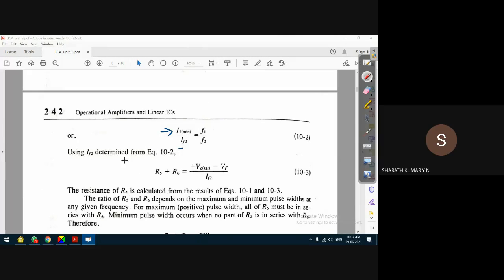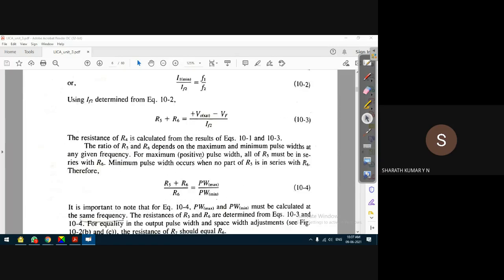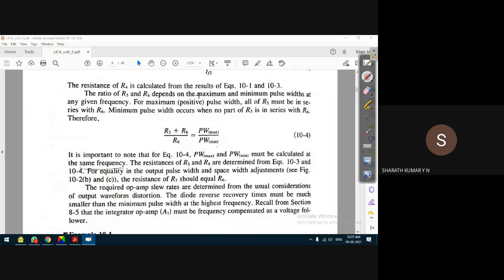So from this, IF2 is considering R4 equal to 0. So we can write the equation like this. In that case, the current becomes IF2. We are assuming that R4 is equal to 0. So from the previous expression, resistance R4 is calculated. Fine. So from those two equations, we can calculate the resistance R4.